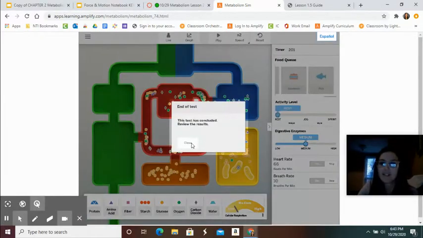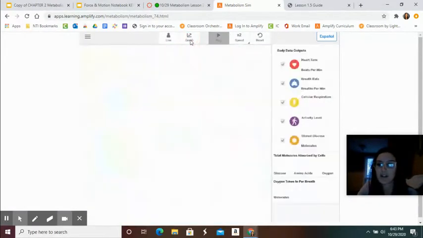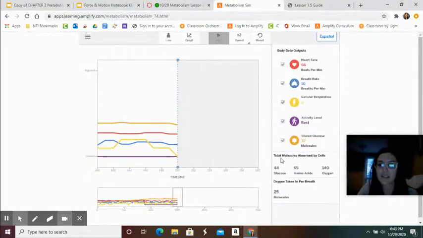All right, so now the anemia tests have run, and we're going to look at our graph, and we are going to see that we have 44 glucose, 65 amino acid, 140 oxygen, and 25 molecules of oxygen taken in. So this is your data for anemia.